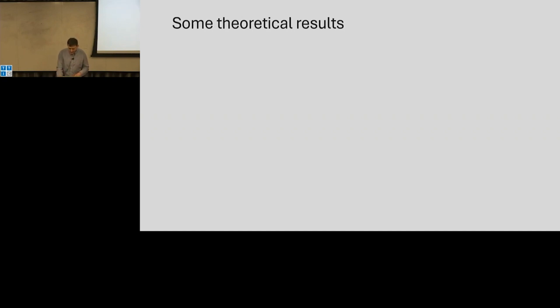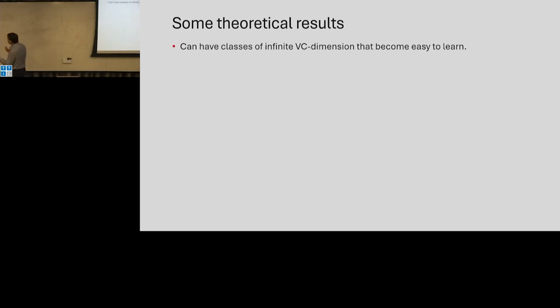So, some theoretical results and some semi-synthetic experiments. Theoretically, you can have classes of infinite VC dimension that become easy to learn. The simplest version of this is if people can improve arbitrarily, then all you need to do is, if you haven't seen any positive examples in your training set, just say everything's negative. But if you've seen one, just say, be like that person. And if people can move arbitrarily, then they'll do that. Great.